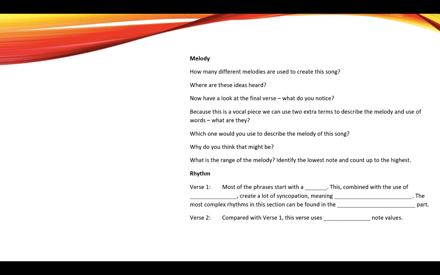So, as I've said throughout these videos, because this is a vocal piece, we can use 2 extra terms to describe the melody that we can't use if it was just an instrumental piece. And it's to do with the description of how the words are set to the music, and they are syllabic and melismatic. The one that we would use to describe the melody of this song would be syllabic.